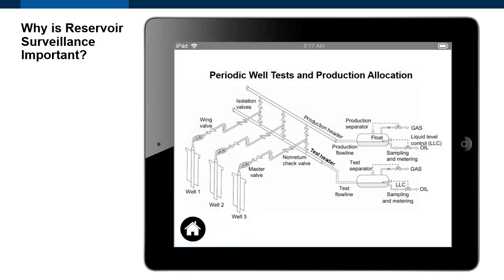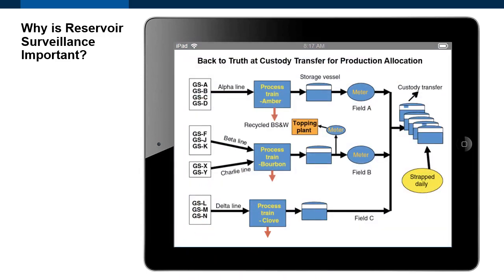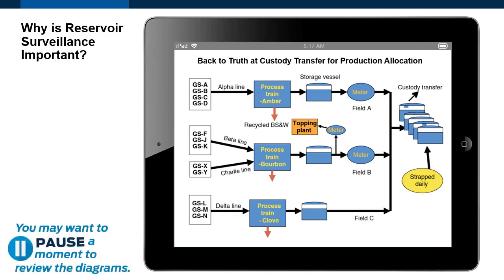Tracers help us understand the continuity. For example, in this case between injectors and producers, the tracer should flow through the H zone. You may want to take a moment to review these diagrams.